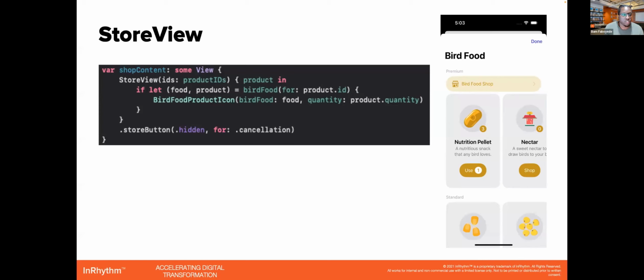Store view is the next one, and it's similar to product view. The closure will describe how it should look. So the icon is in the closure, and you just pass the store view some product IDs, which is very convenient. And this is an example of how it looks on the right.